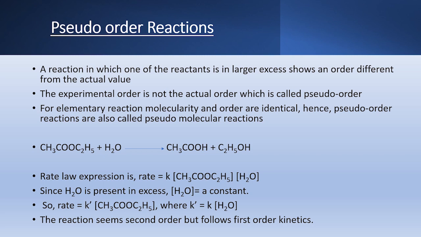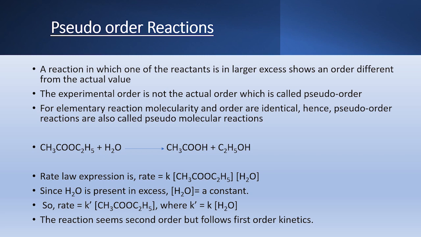For such reactions, the experimental order is not the actual order, and for elementary reactions, we know molecularity and order will be identical. Elementary reaction means single step reaction. So for such reactions, order and molecularity will be mostly the same. Pseudo order reactions are also called pseudo molecular reactions. Now let's see one of the examples of pseudo order reaction.